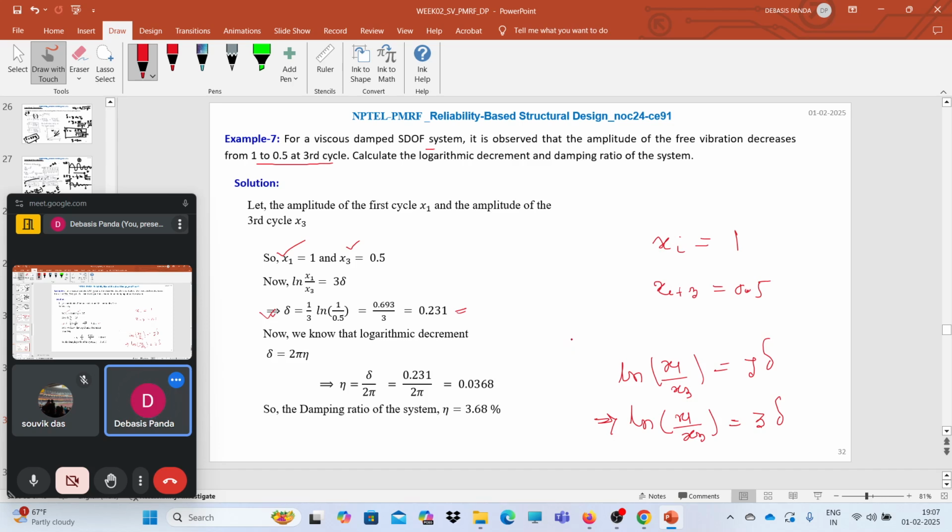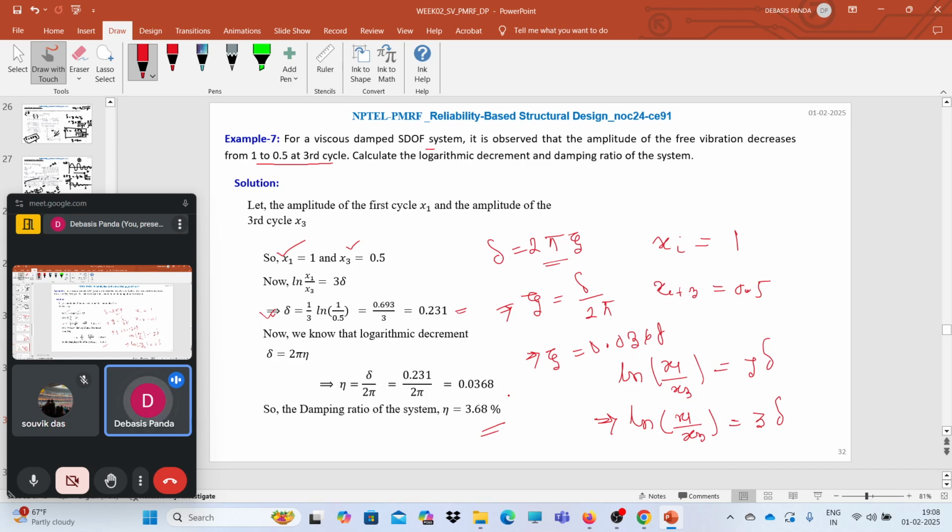0.231. Okay. Now we know that delta is equal to twice pi zeta. Now equate it, twice pi zeta. So zeta is equal to delta by twice pi. So zeta will become 0.0368. That means 3.68% damping is present there, right?